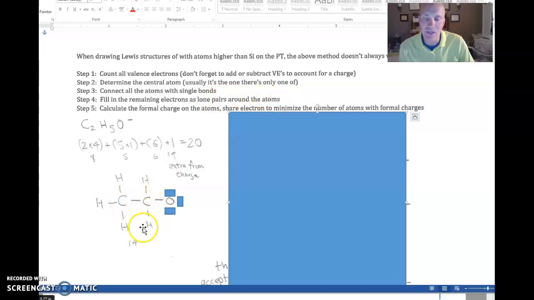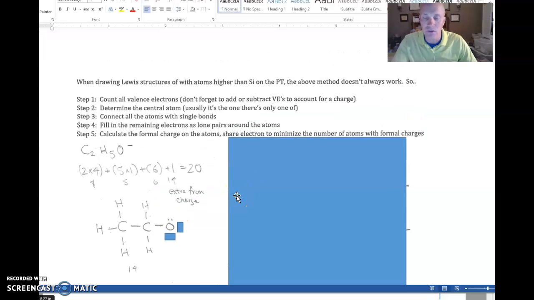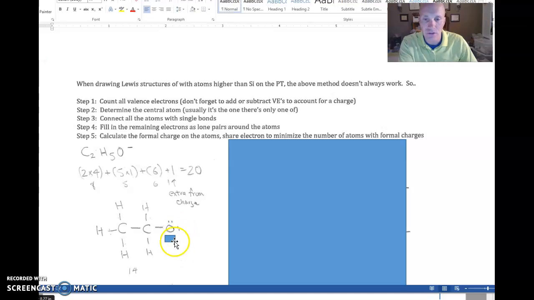So let's count how many bonds or electrons we have when we do this. We've got 1, 2, 3, 4, 5, 6, 7 bonds. That means there's 14 total electrons accounted for when we connect things with the single bonds. So that means we need 6 more. The way that we're going to do that is we're going to find atoms that can accommodate more electrons, and the oxygen is going to be the one that can do that. So there, and there. So this would be the acceptable Lewis structure.